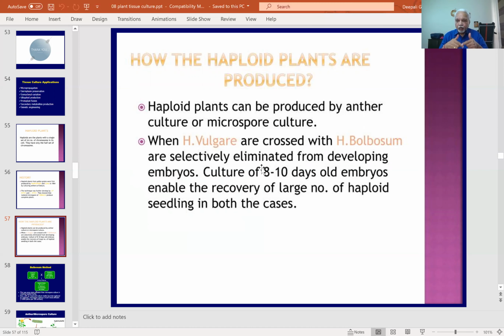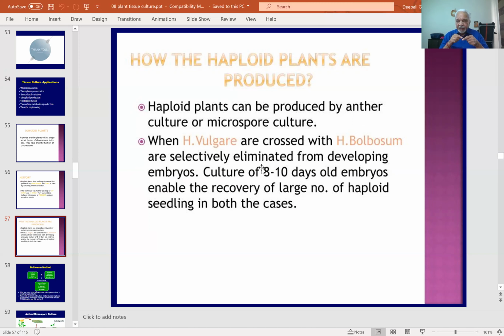Another method which was tried was interspecific sexual reproduction. For example, Hordeum vulgare is one species and Hordeum bulbosum is another one. See, sexual reproduction doesn't go across species. That is how speciation takes place. Sexual reproduction is limited to the same species, and it is not possible to cross two different species sexually. Now, here, what happens when you cross those and get an embryo?